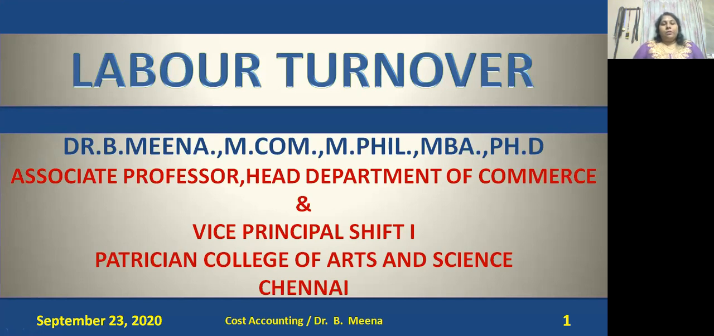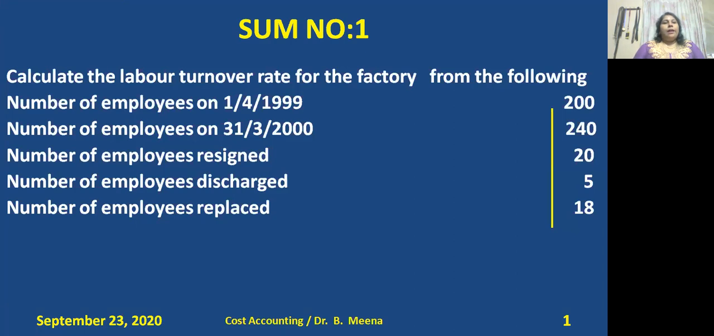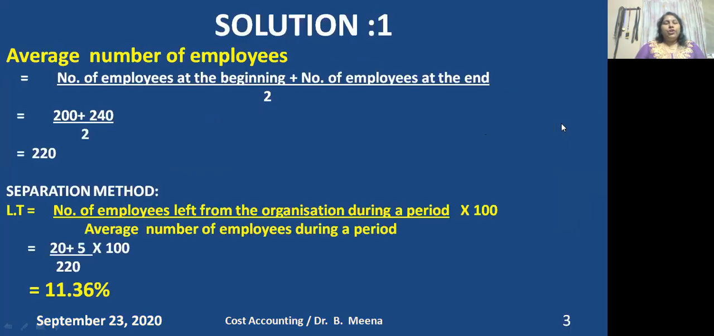Let me check one more problem under labor turnover. Calculate the labor turnover rate for the factory from the following. Here the number of employees at the beginning, 1/4/1999, is given as 200. At the end, 31/3/2000, it is given as 240. So these two pieces of information I'll use to calculate the average number of employees.